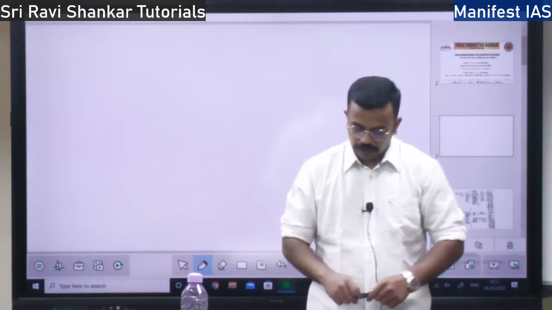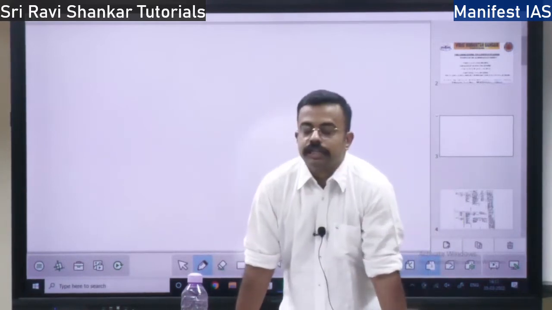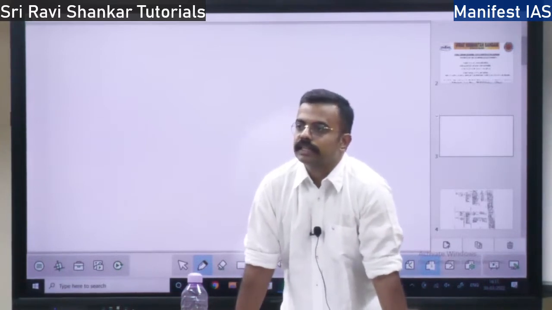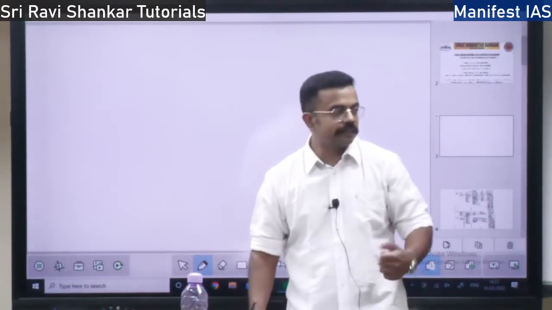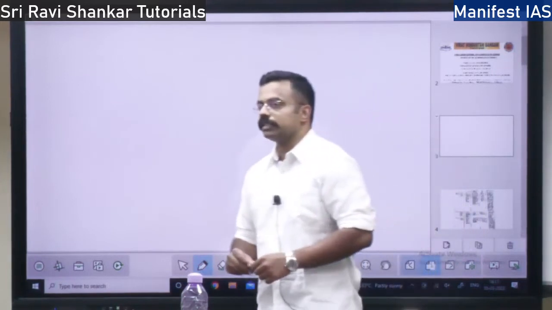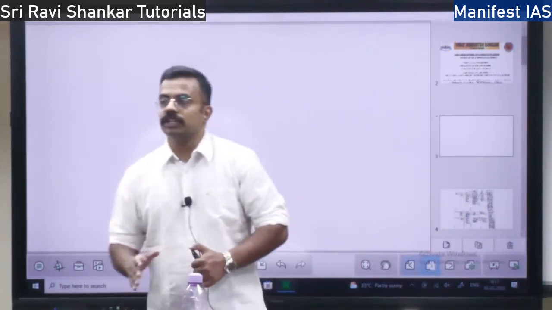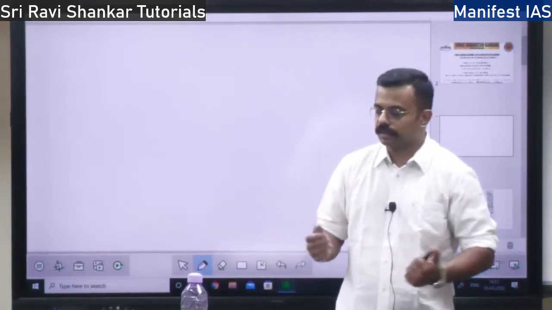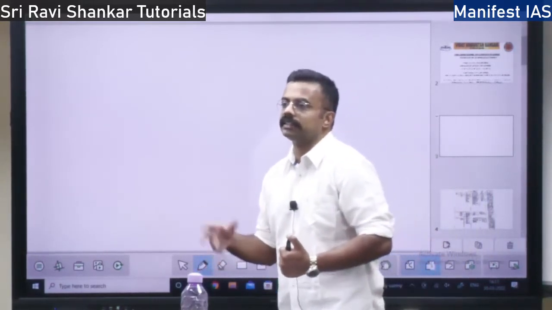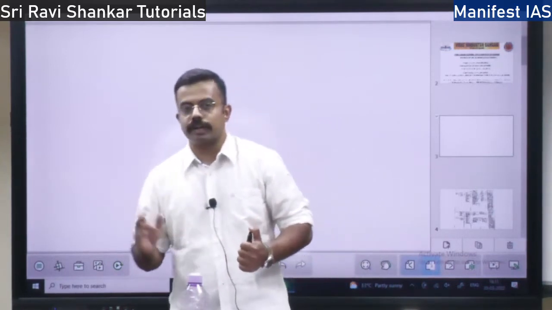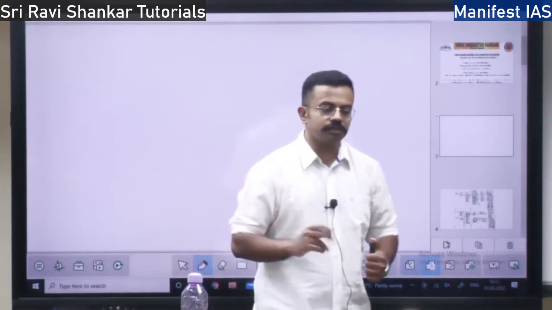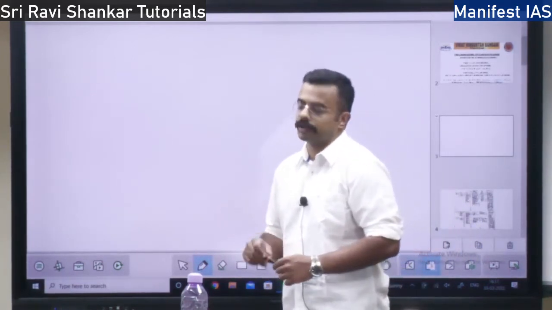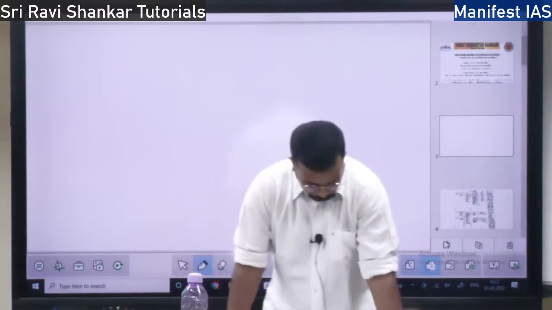So in the biosphere there are two types of components. One is biotic components, another is abiotic components. So what are biotic components? Biotic components are those things which have life. So it may be plants and trees, right? So that which has life is the biotic component. Abiotic components are those things which do not have life. So for example, your rocks, soil, water, air, the temperature, all these things are abiotic components, right?